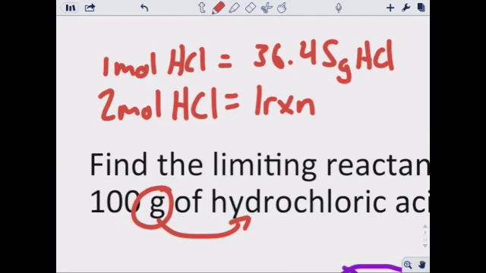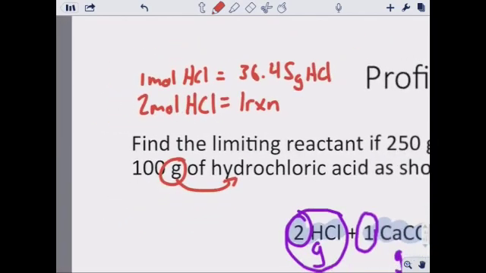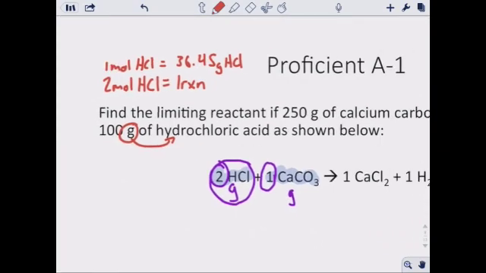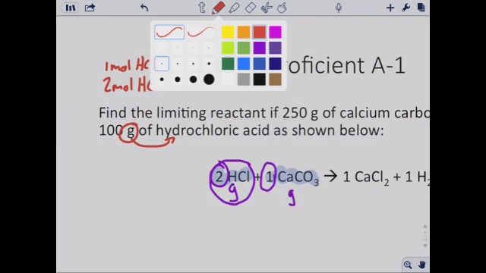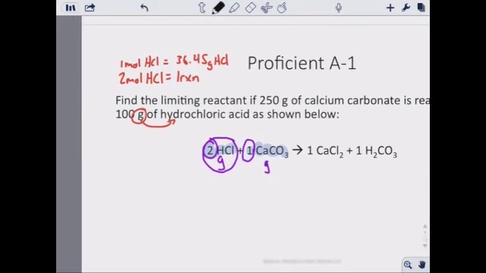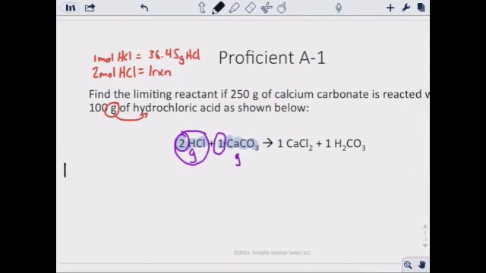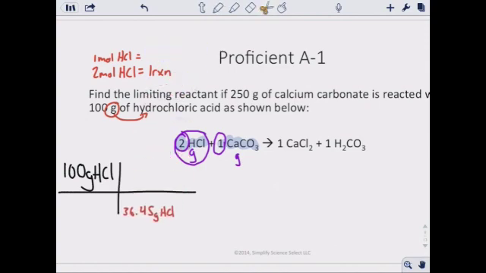Okay, then when we look at this, we go ahead and set it up. What do we start with? We always start with what the problem gives us. It gave us 100 grams of hydrochloric acid, so 100 grams of HCl. Set it up. Grams is right there, so guess what goes on the bottom? Grams. Put the other half of that statement of equality on top.